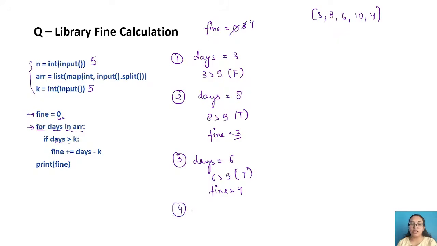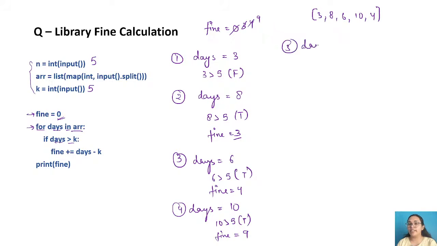Now in the fourth loop, days is equal to what? 10. Is my 10 greater than 5? Yes, the condition is true. Because the condition is true, again we have to calculate the fine. So 10 minus 5 is 5. 5 added to 4 makes it 9. So it becomes 9.